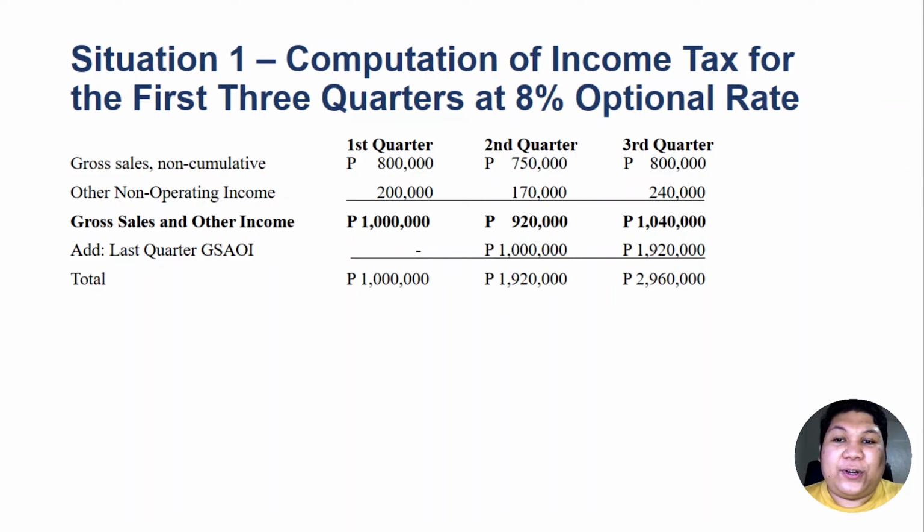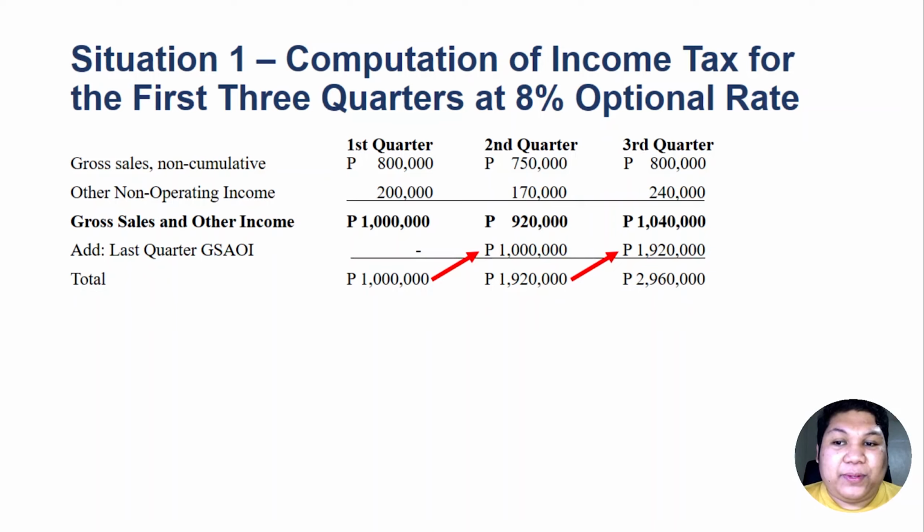For the first quarter, our gross sales and other operating income is 1 million, and we carry that over to the second quarter to get the total of 1,920,000 pesos. That amount will also be carried forward to the third quarter to get the total gross sales and other income of 2,960,000. When we look at the non-cumulative data, we will not notice that this will likely exceed the 3 million VAT threshold. But when we compute using the cumulative basis, take note, on the third quarter it's almost 3 million. Hence, Juan will likely exceed it after the third quarter.